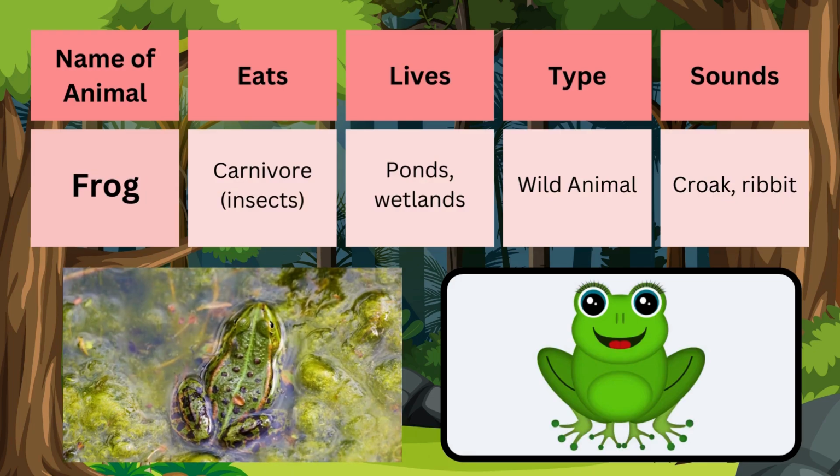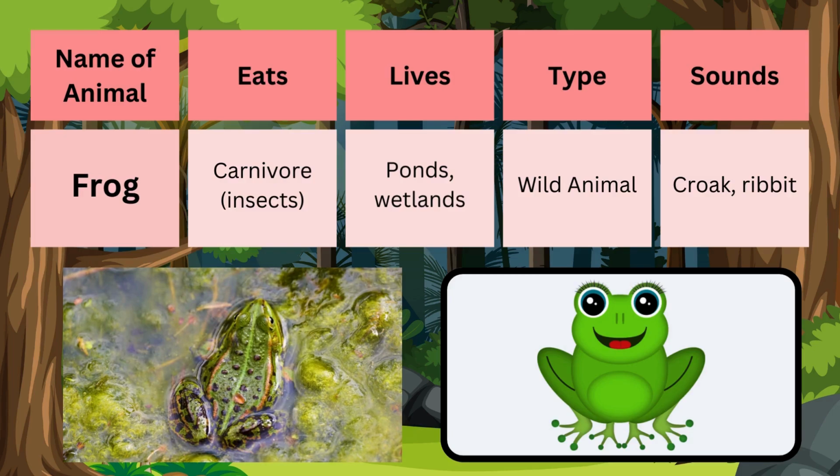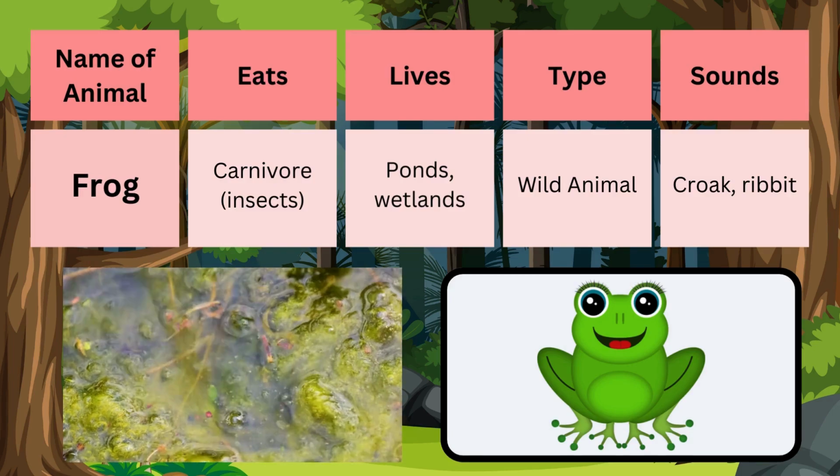Frog. Frog eats carnivore insects. Lives in ponds, wetlands. Frog is a wild animal. Sounds.